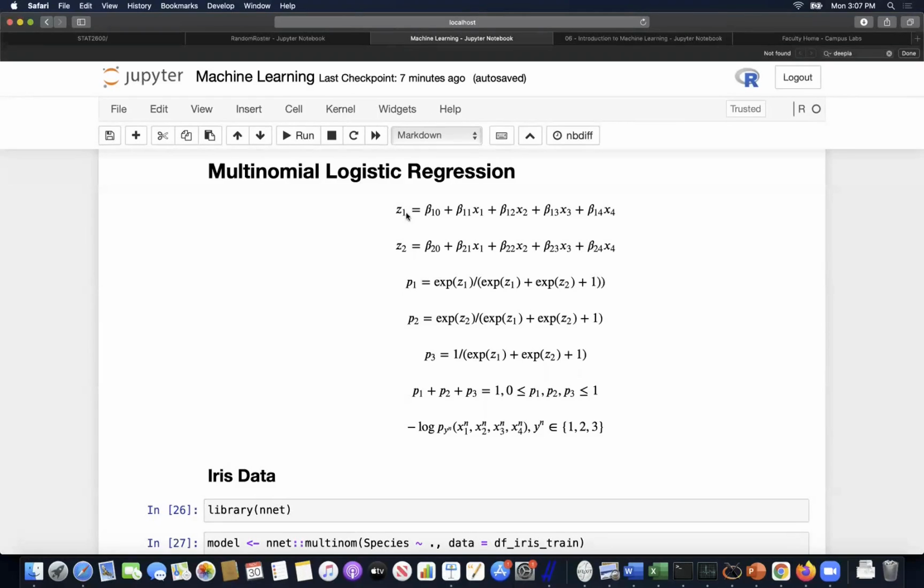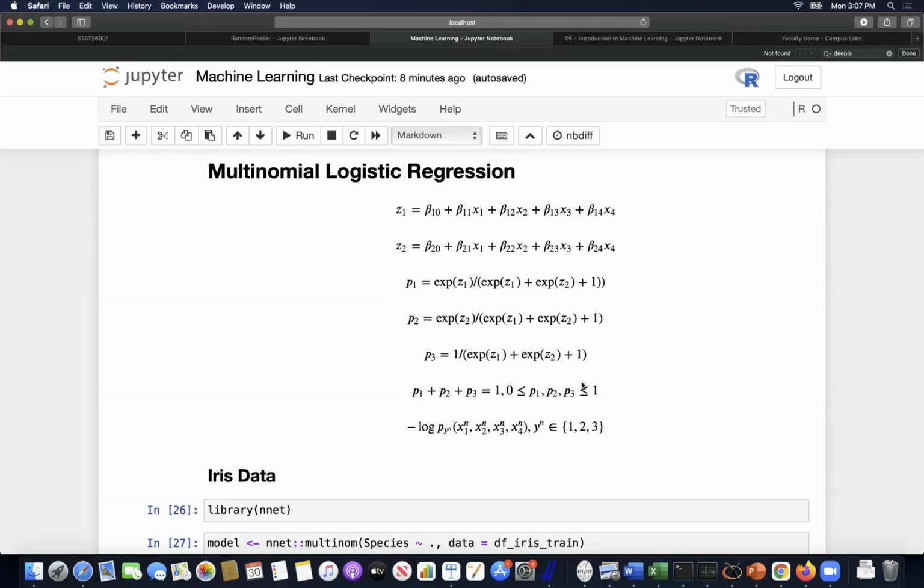And then the way that you turn these two numbers, these are real numbers from negative infinity to positive infinity, z1, z2, into probabilities, you just take the exponential of z1, z2. This is going to make them positive because the probability has to be positive. Then it has to be less than or equal to 1. To make it less than or equal to 1, you divide it by a number that is bigger than the numerator. So your denominator is going to be bigger than your numerator. So P1 is less than 1. Similarly, P2 is less than 1. P3 is less than 1.